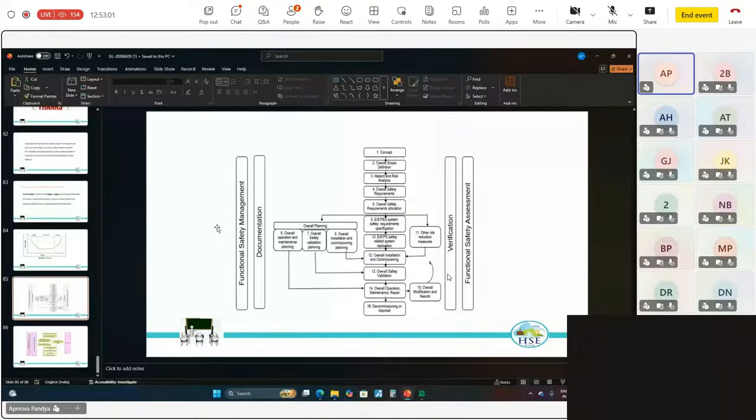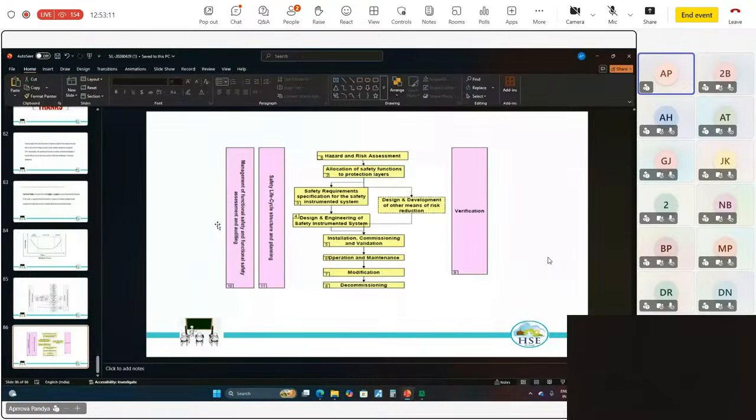Okay, so we move to another table, that is IEC 61511. IEC 61511 is identical to IEC 61508. Only thing is, for convenience sake, they have combined certain stages and come up with an overall life cycle consisting of 8 steps. In IEC 61508, it is 16 steps. Here it is 8 steps because some of the steps are combined.